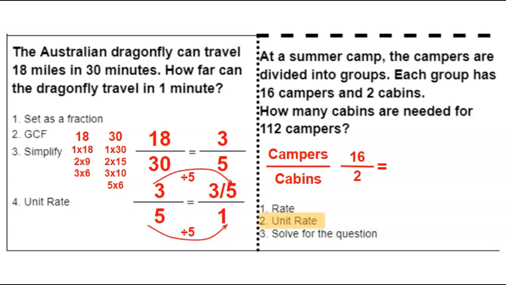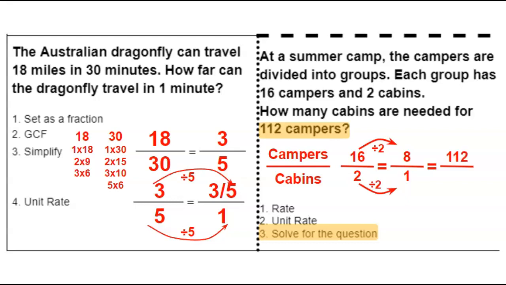We need to first find the unit rate. So our 2 divided by 2 is 1, and then 16 divided by 2 is 8. So there can be 8 campers in 1 cabin. So now I need to solve for the question. The question is asking, how many cabins are needed for 112 campers? Well, I need to find out how many groups of 8 are in 112 campers.